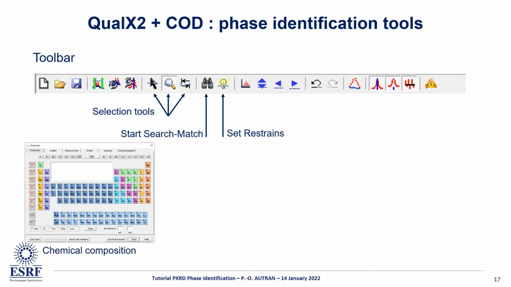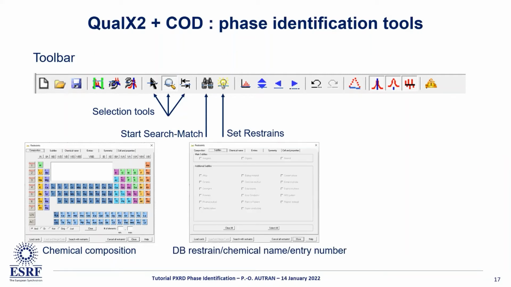The restraints are the most important part of the software. Basically, you can restrain based on the chemical composition. You can say I want to look only at phases that contain this element, or you can say I want my phase not to contain this element. This is a very good way to shave down your problem to make it much simpler.